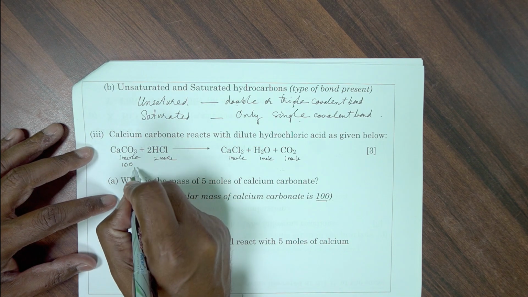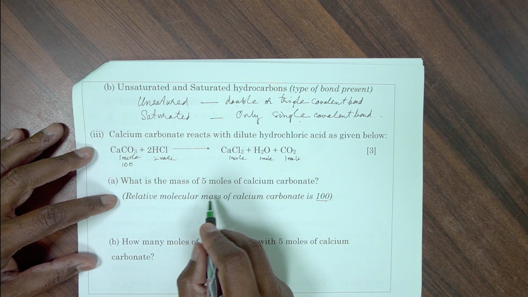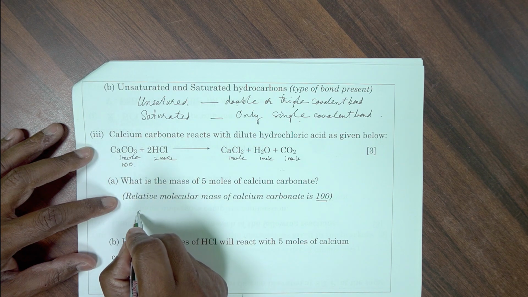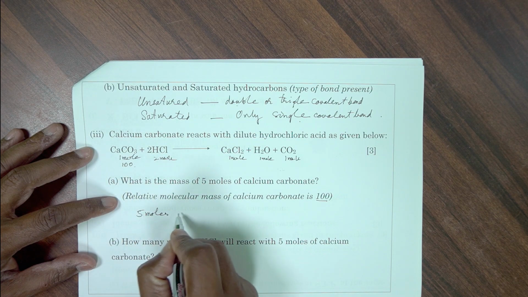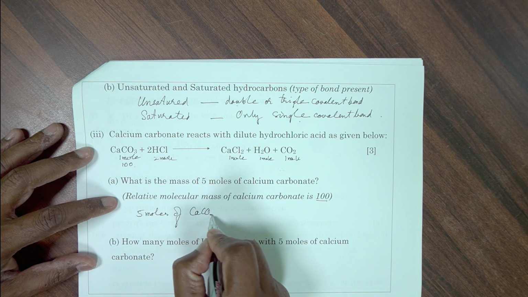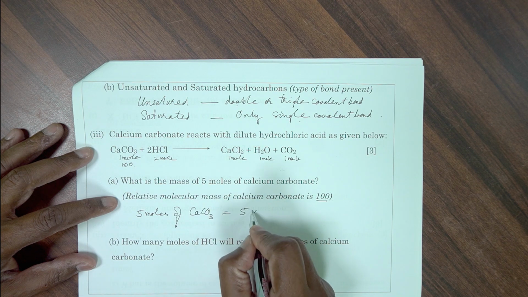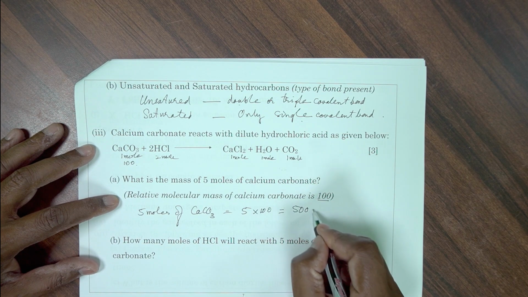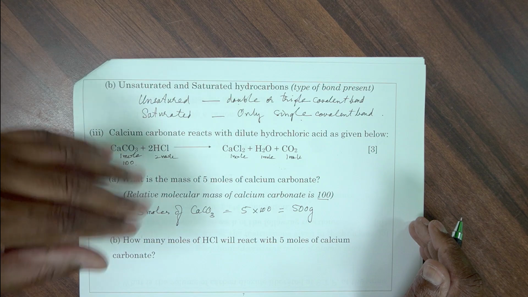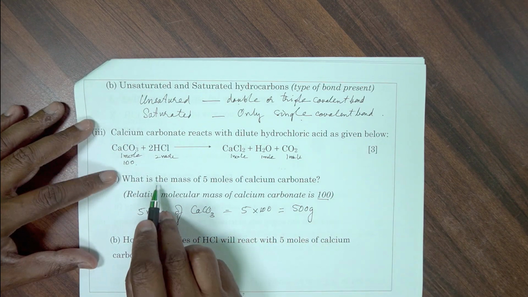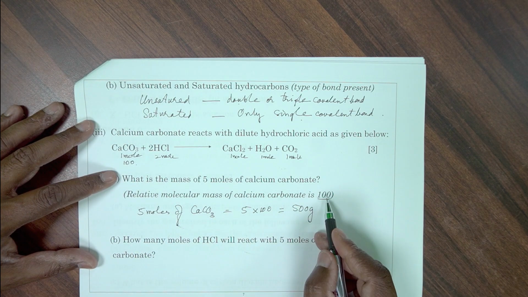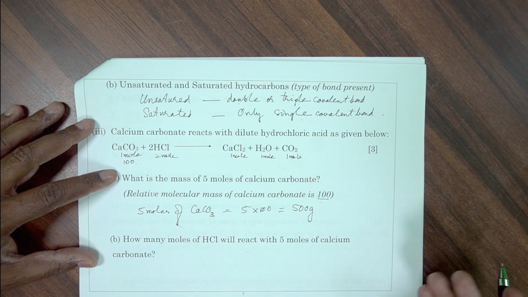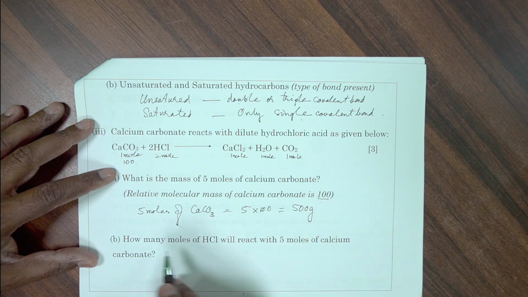Okay, so we can say what will be the mass of 5 moles of calcium carbonate? 1 mole of calcium carbonate is 100 grams. So 5 moles of CaCO3 is equal to 5 into 100, which is 500 grams. Very simple answer. No need to try other things. This question straight away says molecular mass is given. Molecular mass is the mass of 1 mole of substance, so 5 moles will have 5 times of that, right?